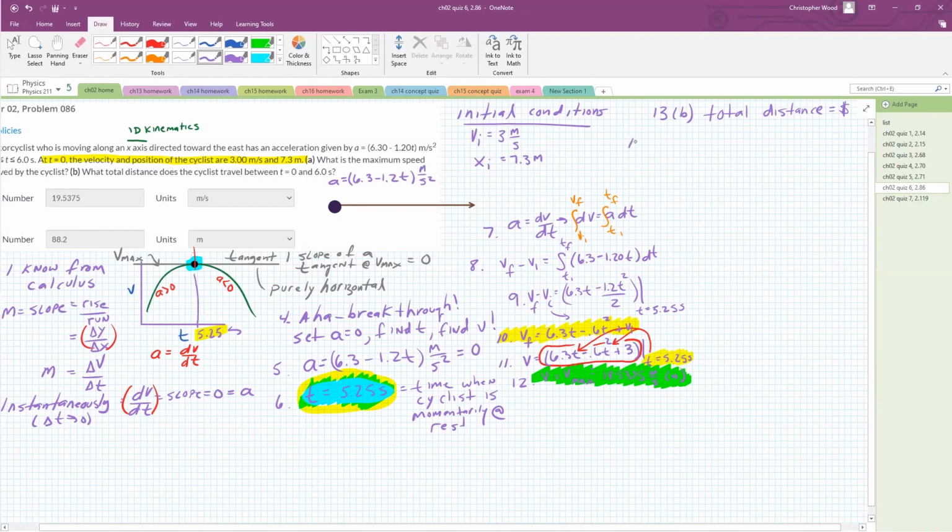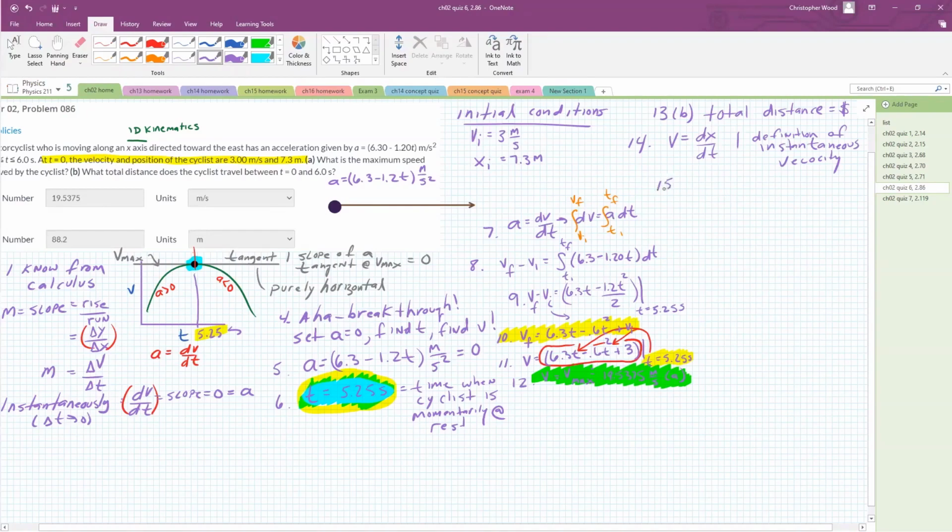So step 14, here goes. I know that the definition of velocity is dx/dt. And I would write this as definition of instantaneous velocity. You can't just write down formulas. You have to say something about them. Instantaneous velocity. That's the definition of instantaneous velocity.